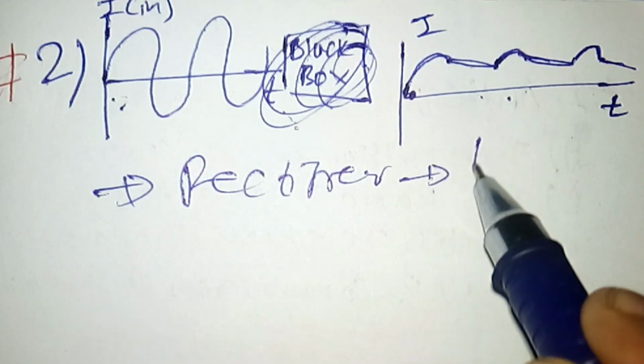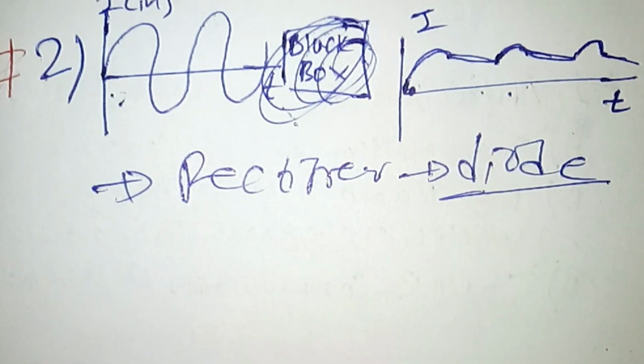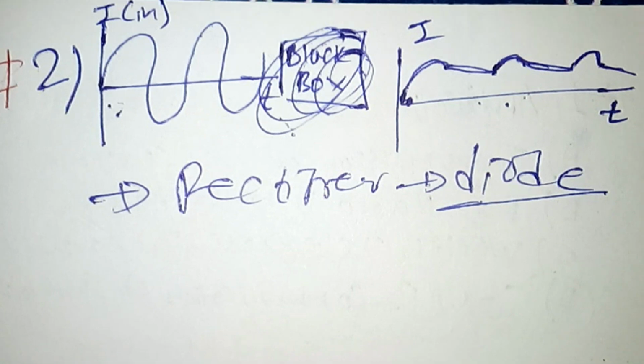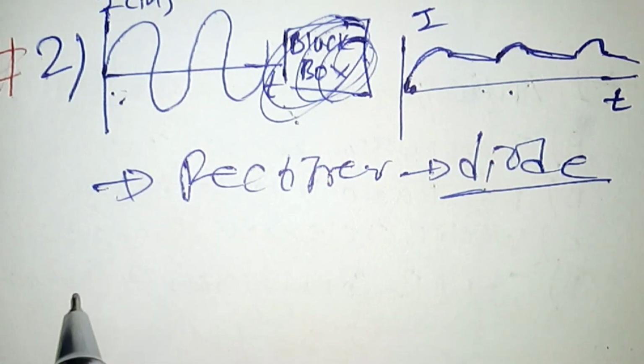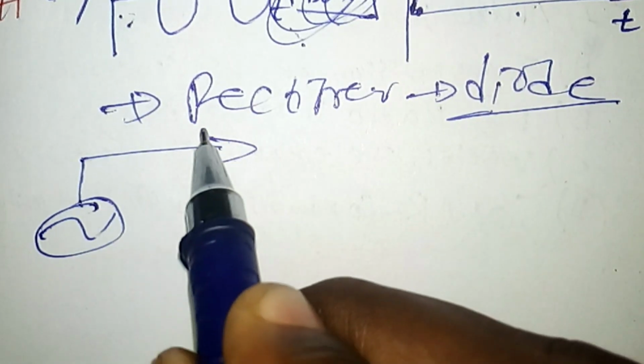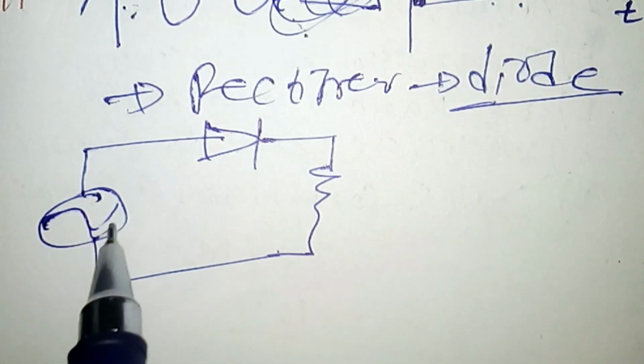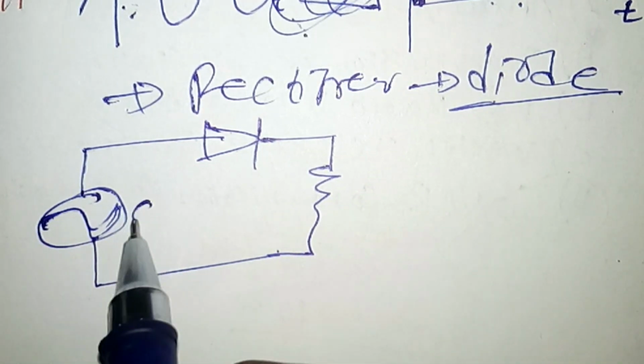A rectifier is a combination of diodes. We can use either a single diode as a half-wave rectifier, or four diodes as a full-wave rectifier, which we call the bridge circuit. So if the diode is inserted in a source of alternating current, we have one diode connected with the resistor. These sources of alternating current are AC sources.